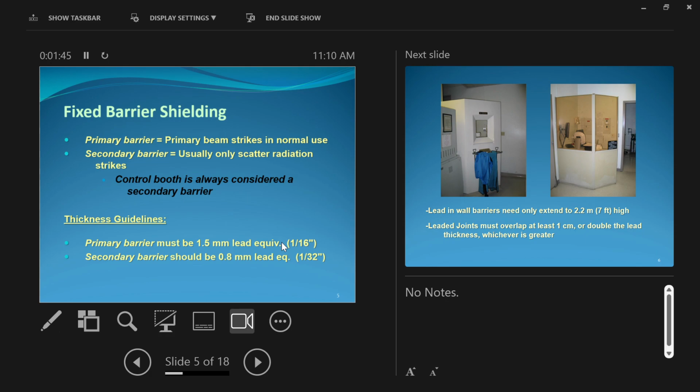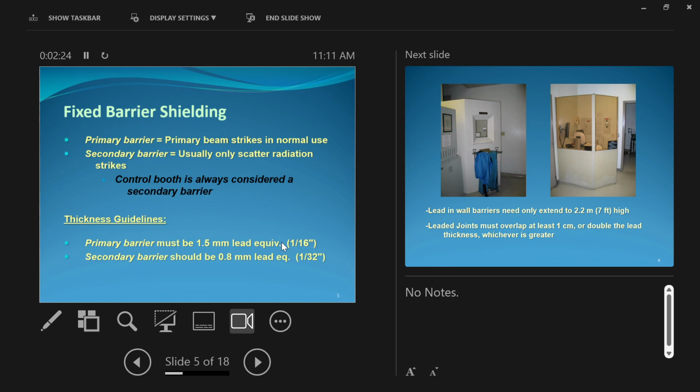Primary barriers are barriers that the X-ray beam strikes during normal use. The primary X-ray beam hits primary barriers. So you guys know the wall bucky, right? We have to turn the X-ray tube and point it at the wall bucky. Well, the wall behind the wall bucky is a primary barrier. If your X-ray tube is pointed down towards the floor and you're on the second floor of a building, then the floor of that room, which is the ceiling of the room below, is a primary barrier.